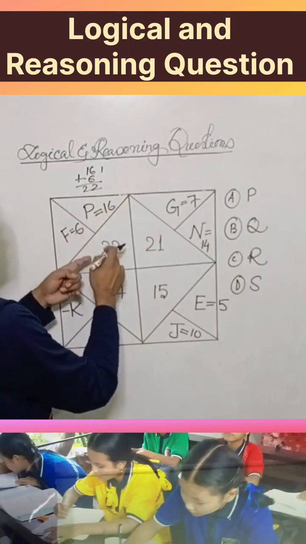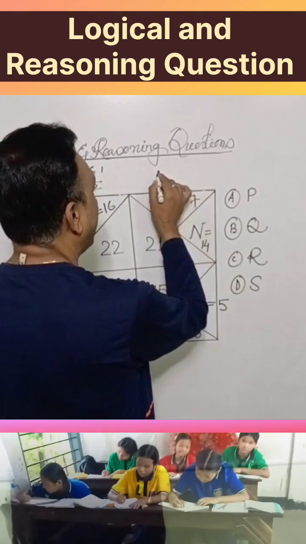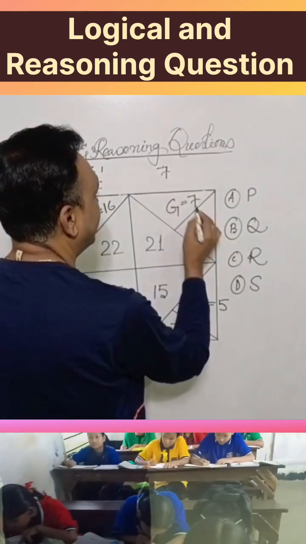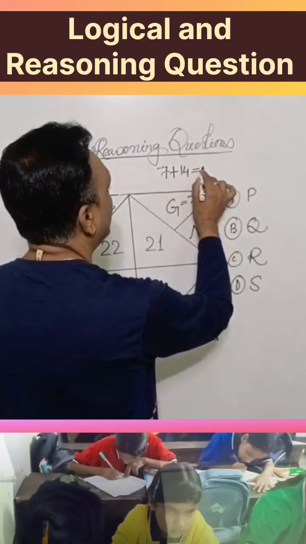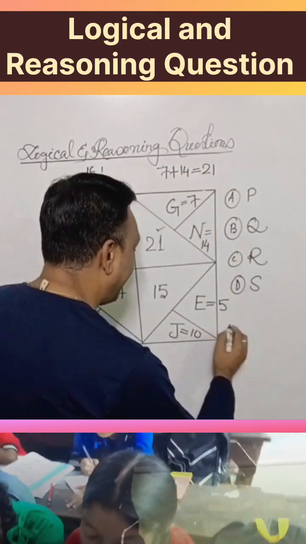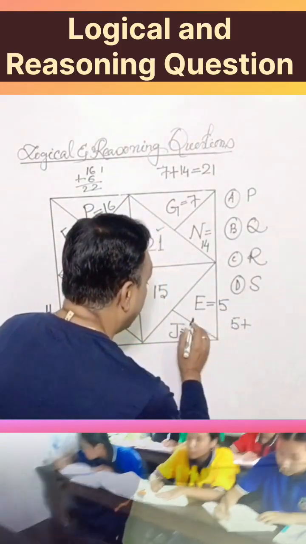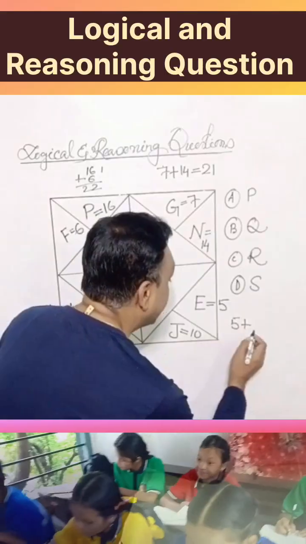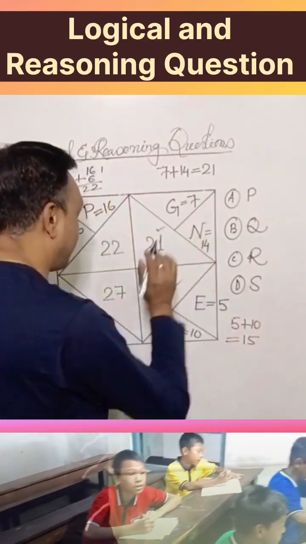If we add these two numbers, you will get this. Now here, 7 plus 14. What will we get? 21. So 21 is this number. Similarly here, 5 plus, here E is 5, and the alphabet number of J is 10. If we add them up, you will get 15. 15 is the middle number.